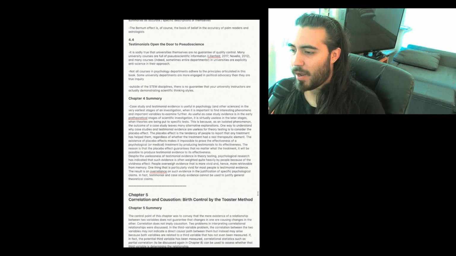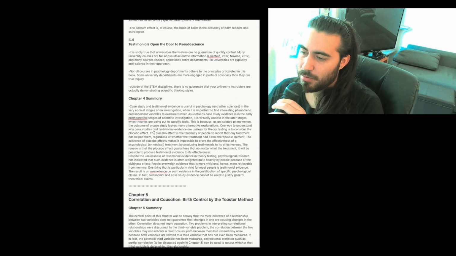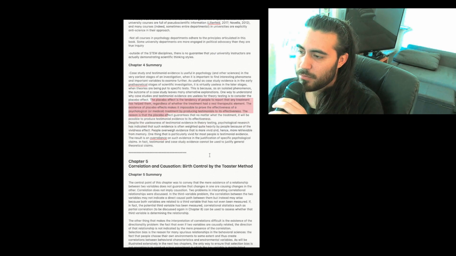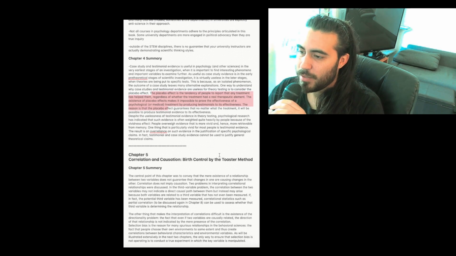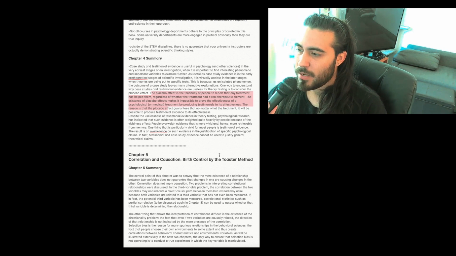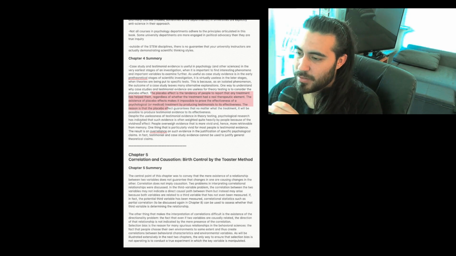One way to understand why case studies and testimonial evidence are useless for theory testing is to consider the placebo effect. The placebo effect is the tendency of people to report that any treatment has helped them, regardless of whether the treatment had a real therapeutic element. The existence of placebo effects makes it impossible to prove the effectiveness of a psychological or medical treatment by producing testimonials to its effectiveness. The reason is that the placebo effect guarantees that no matter what the treatment, it will be possible to produce testimonial evidence to its effectiveness.